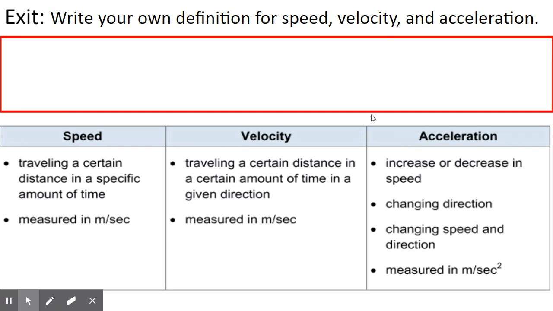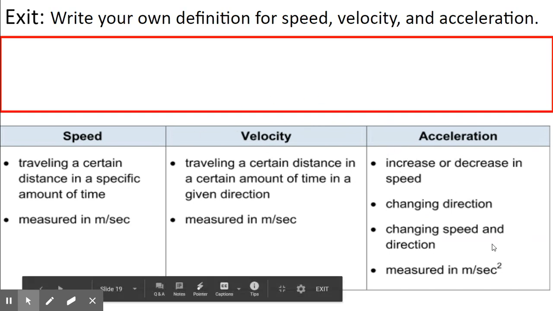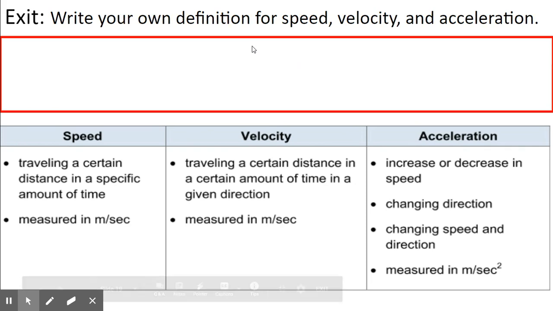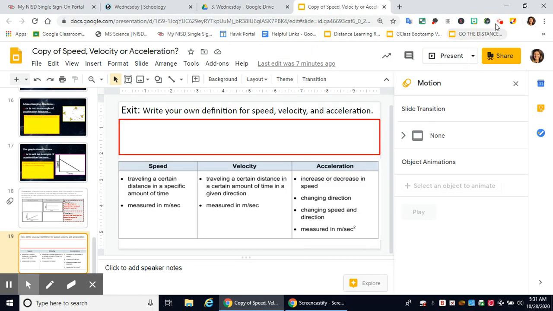Acceleration is when you're increasing or decreasing your speed. Or acceleration means you change your direction. Or we could do both, changing both our speed and direction. Your units for acceleration are always meters per second squared. So now I would like you to use these bullets to write your own definition for speed, velocity, and acceleration.